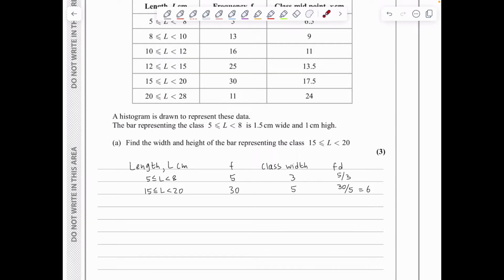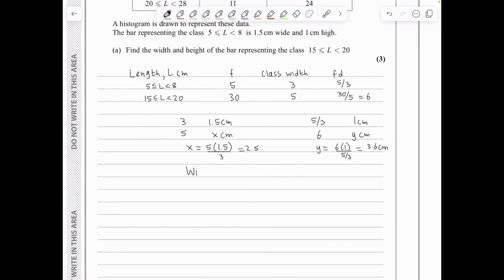And for the width, I would say that 3 units in width require 1.5 centimeters on the histogram, so 3 corresponds to 1.5 centimeters, 5 corresponds to x centimeters, so x is 5 times 1.5/3, which turns out to be 2.5, whereas for the height, I'm looking at the frequency densities, so a frequency density of 5/3 needed a centimeter in height to be represented, so 6 will require y centimeters, so y is 6 times 1 over 5/3, which is equal to 3.6 centimeters, and therefore we conclude that the width of this bar is going to be 2.5 centimeters, whereas the height, the frequency density, is going to be 3.6 centimeters.